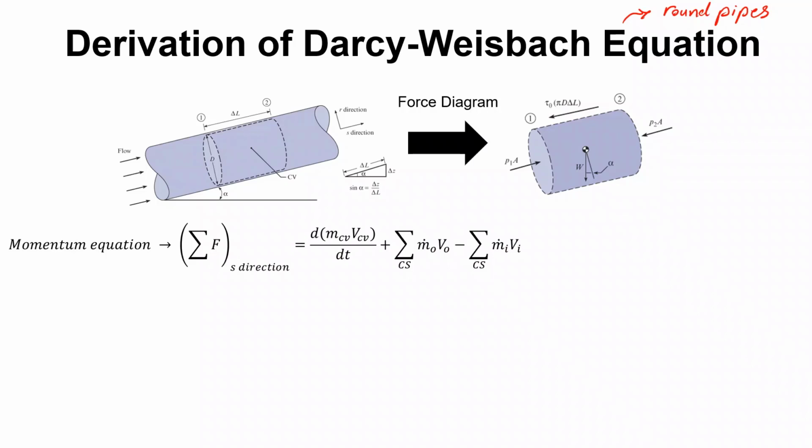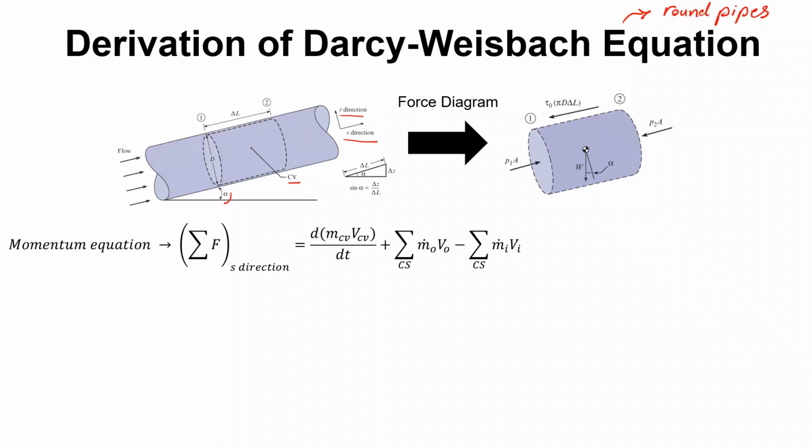Perfect. So as you can see, we have a pipe in the left-hand side photo, and we have selected the control volume. The pipe is angled, and the angle is alpha over here. The control volume is a cylindrical-shaped control volume with the length of delta L and diameter of D. There are two directions that we have selected. S direction is parallel to the center line of the pipe, and R direction is radius direction.